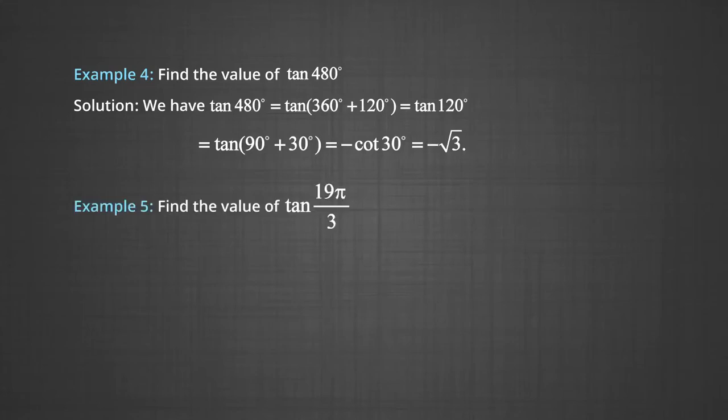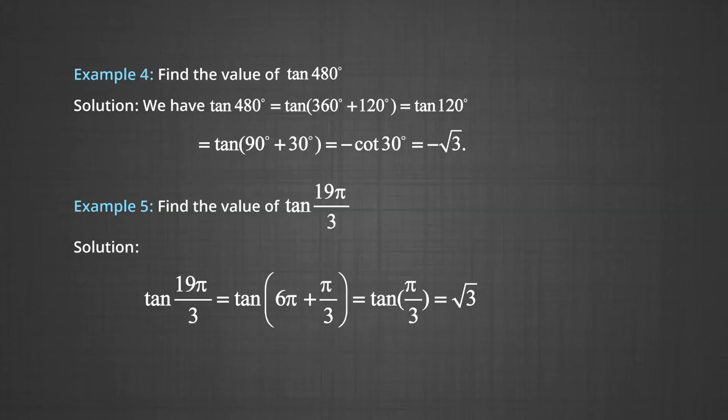In example 5, we will find out the value of tan of 19 pi by 3. Tan 19 pi by 3 can be written as tan of 6 pi plus pi by 3. 6 pi means complete 3 revolutions. So, this is same as tan of pi by 3, which in turn is equal to root 3.